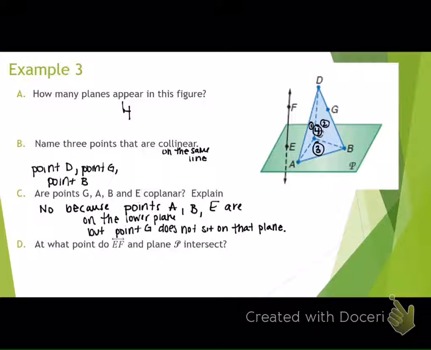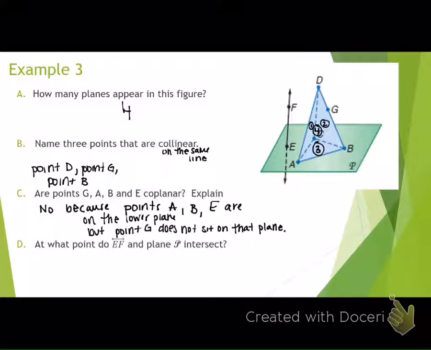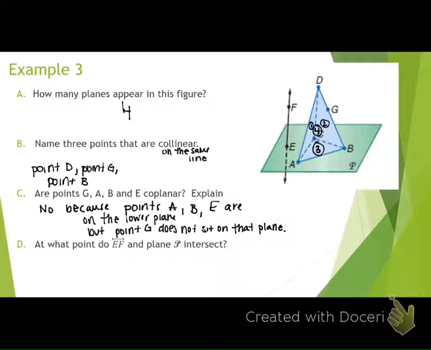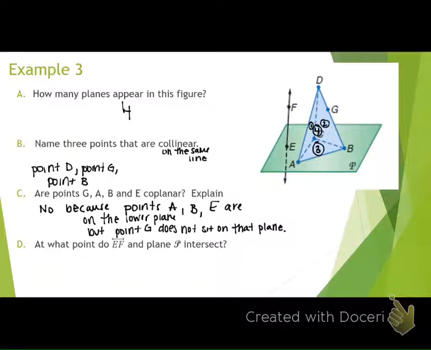All right, so the next question asks you, this pencil is a line, this piece of paper is a plane, okay? The next question asks you, at what point does EF, so this is the line EF here, that's what this pencil is, okay? And plane P, this is this plane, intersect. So at what point does it stab through the plane? That's basically what it's asking. So, Dylan Keith, at what point does it stab through the plane?